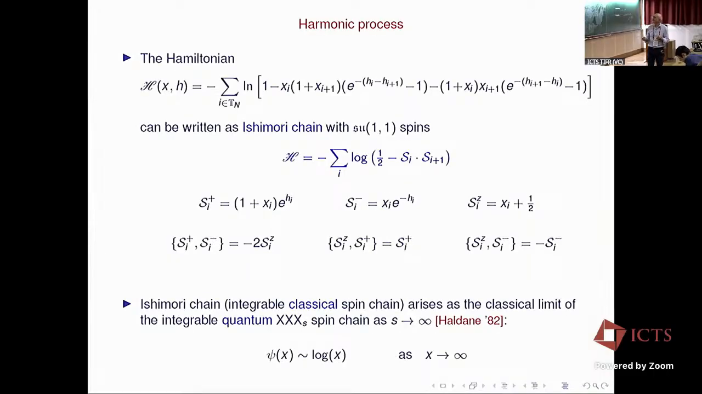And therefore, not surprisingly, the Hamiltonian that is obtained from the harmonic process is integrable quantum. When you go to the limit, you should get the integrable classical Hamiltonian on the lattice, which is the Ishimori spin chain, which is indeed what we find, where the spins are represented with classical commuting variables satisfying these Poisson brackets. Okay, so this really establishes a close connection between large spin and large deviation.